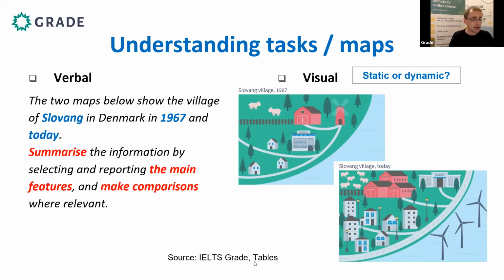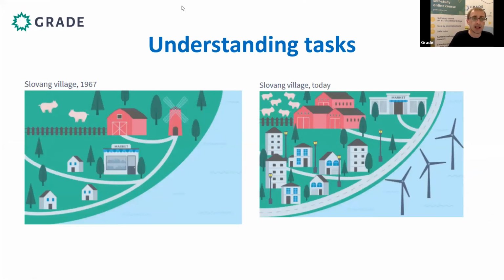So when we talk about this kind of visual, let's think about what the main features are in this visual, and let's look at these maps in detail. So for example, if we look at something red here, this is a farm, right? In 1967, there was only one building, but today it actually has three buildings and it has turned into a three-building complex, right? So we can say that the farm has expanded. So what are some other changes that have happened to this Slovan village?